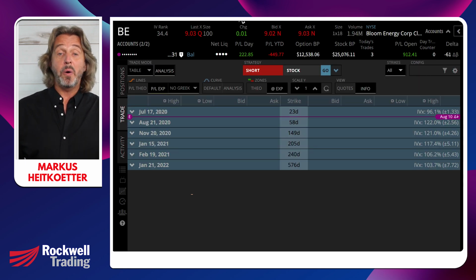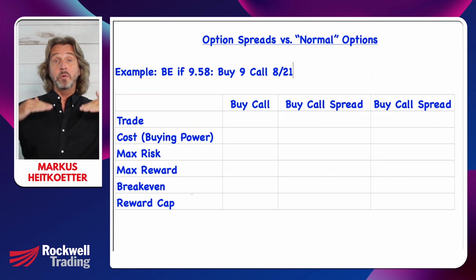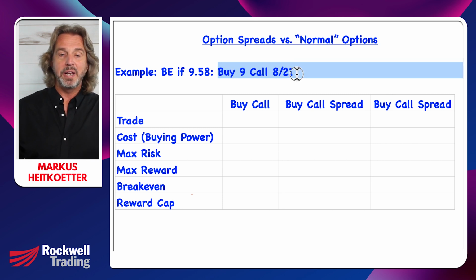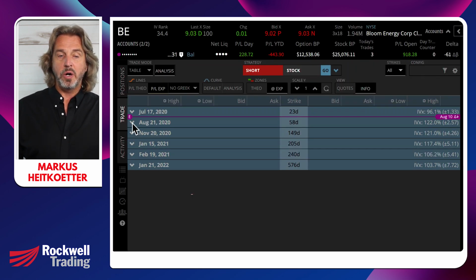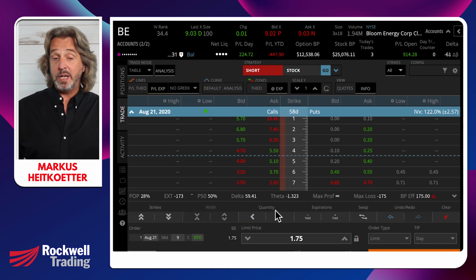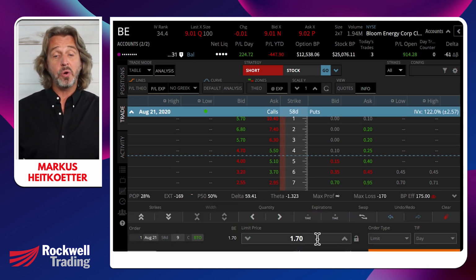Again, PowerX Optimizer tells me exactly what to do. So if BE moves above $9.58, we want to buy a 9 call with an expiration of 8/21. So this is where we look at the August 21 expiration, and we are looking at the 9 call. And here is where we would buy it. Right now, the price is $1.70.